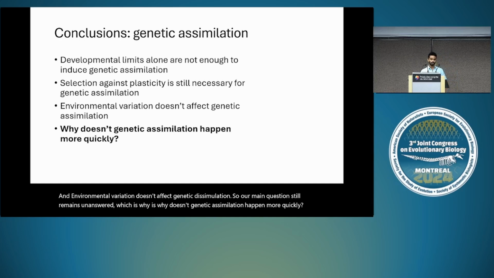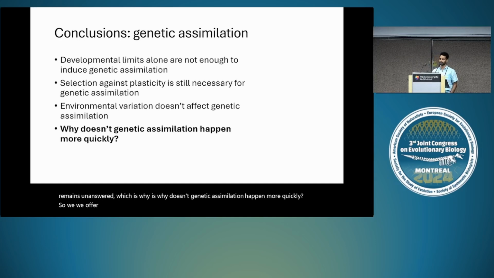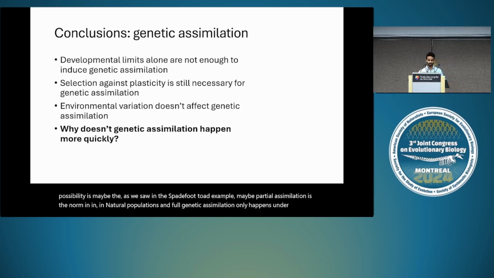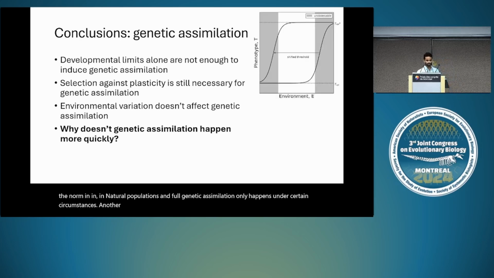So we offer several possible explanations in our manuscript. I'll just mention a few. So one possibility is maybe as we saw in the spadefoot toad example, maybe partial assimilation is the norm in natural populations, and full genetic assimilation only happens under certain circumstances. Another possibility is maybe the plastic response never goes away, but it's just not visible in the observable environmental range.